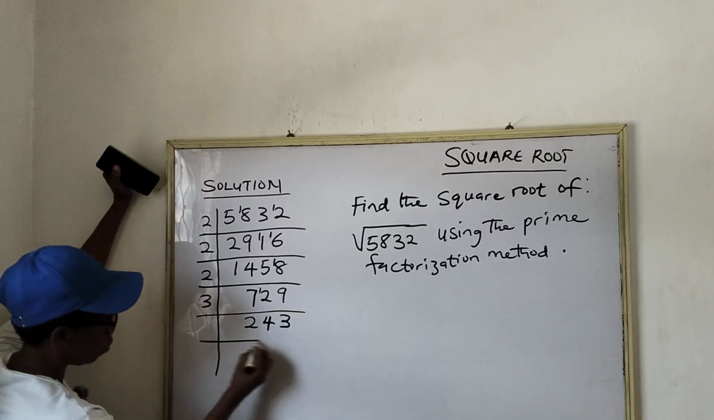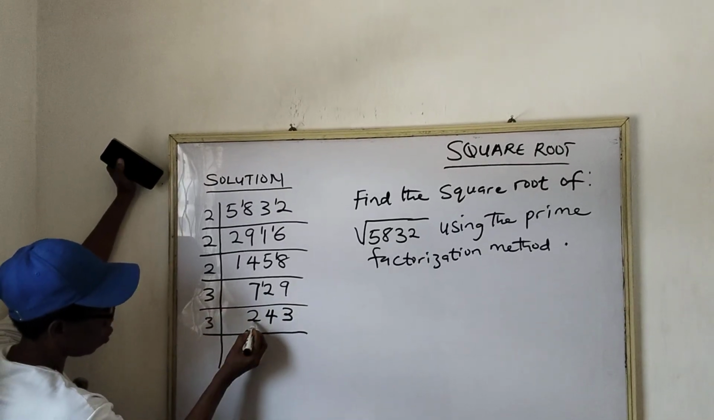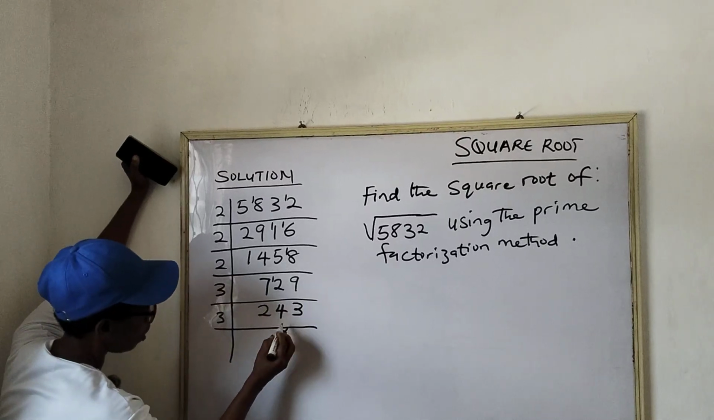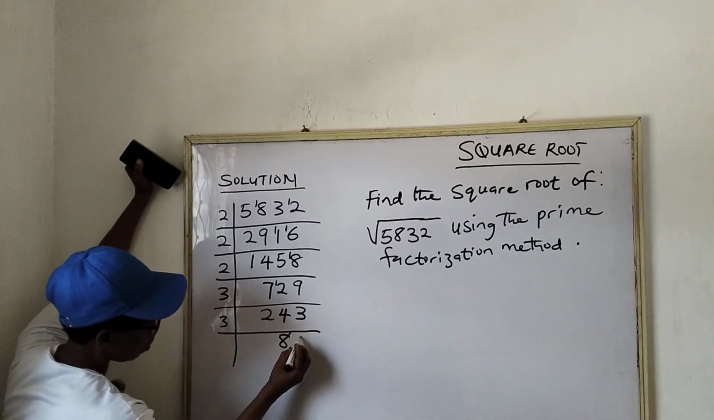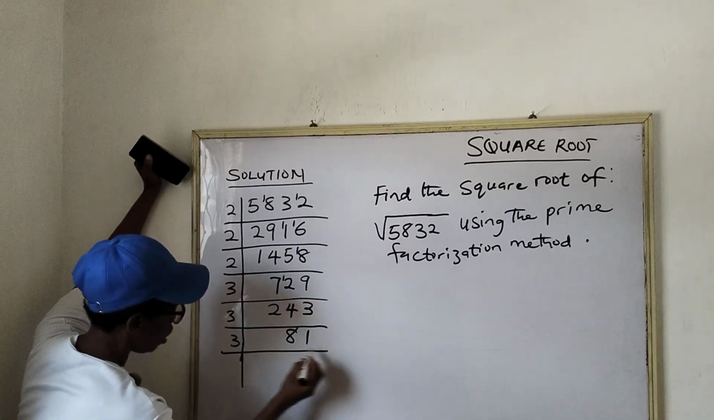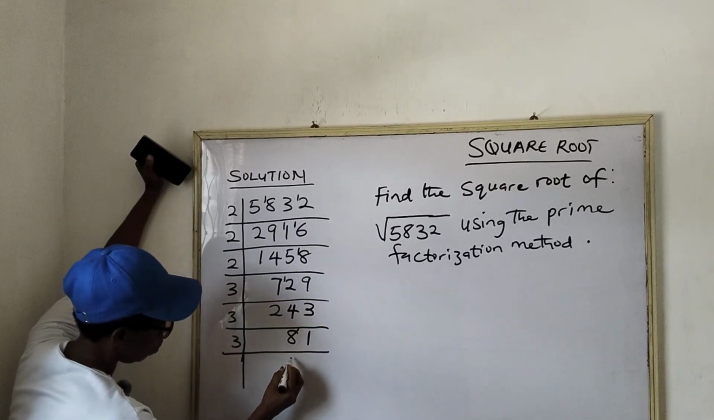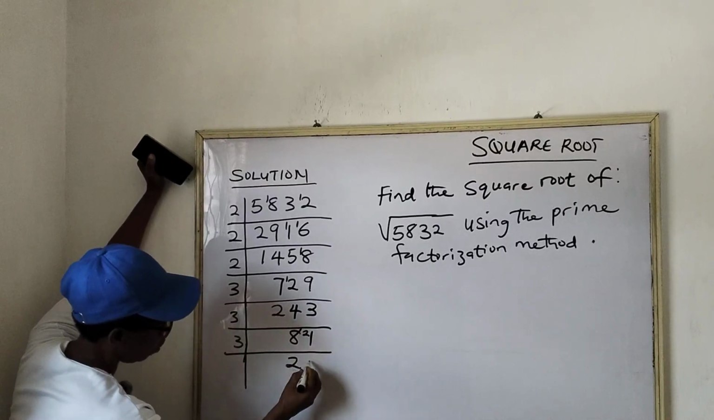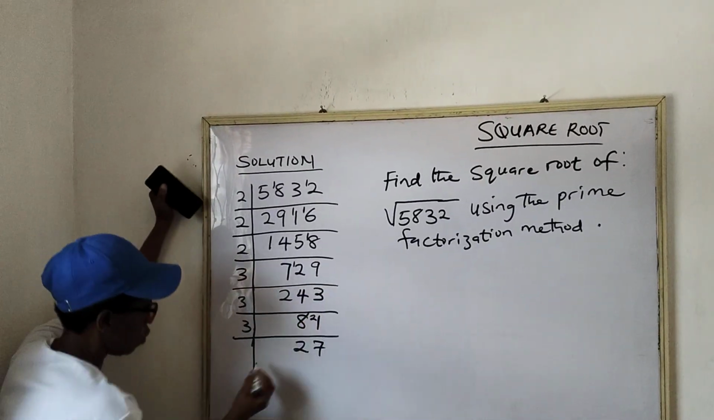So it's still 3 that will go. 3 here. 3 cannot go in 2, but we combine these two together. 3 in 24 will give us 8. 3 in 3 will give us 1. Now, 81 is still in multiplication 3. So 3 here. 3 in 8 will give us 2, which is 6. You carry 2. 2 in 21 will give us 7. 3 in 21 will give us 7.